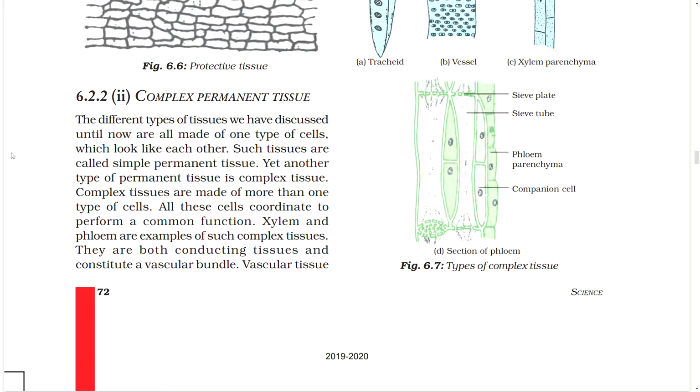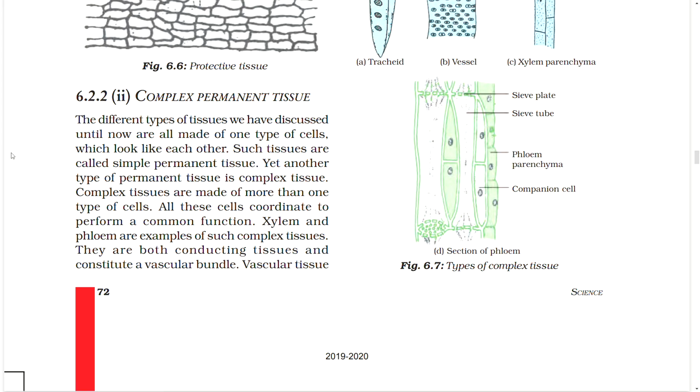6.2.2 Complex permanent tissue. The different types of tissue we have discussed until now are all made of one type of cells, which look like each other. Such tissues are called simple permanent tissue. Yet another type of permanent tissue is complex tissues. Complex tissues are made of more than one type of cells. All the cells coordinate to perform a common function. Xylem and phloem are examples of such complex tissues. They are both conducting tissues and constitute a vascular bundle.